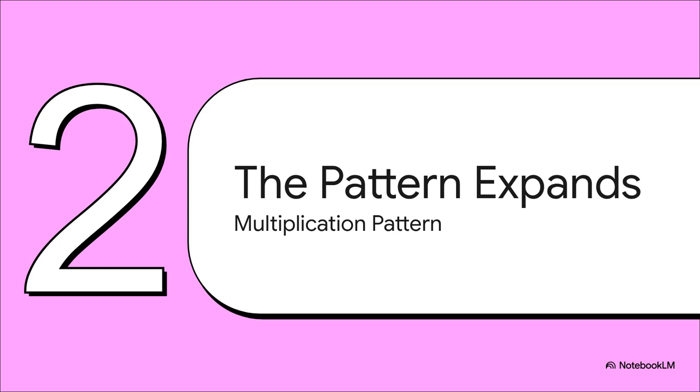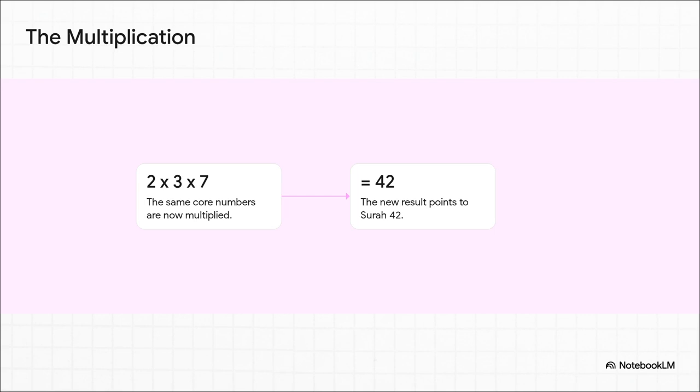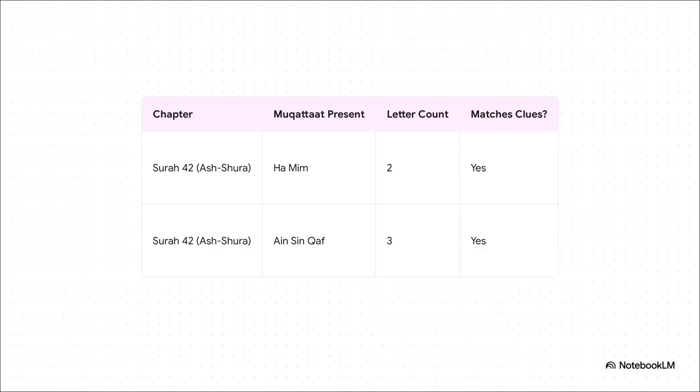Okay, so that was the first layer. Just simple addition. But the pattern expands from there. The theory suggests you can take those exact same 3 numbers and apply a different kind of math. So this time, instead of adding, we're going to multiply. 2 times 3 times 7. And that gives us 42. So if the pattern holds, we should take a look at Surah 42. And this is where it gets really compelling. We look at Surah 42, which is called Ash-Shura. And as you can see, it's totally unique.